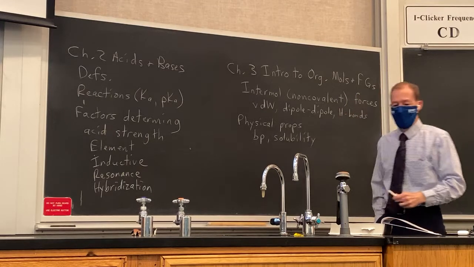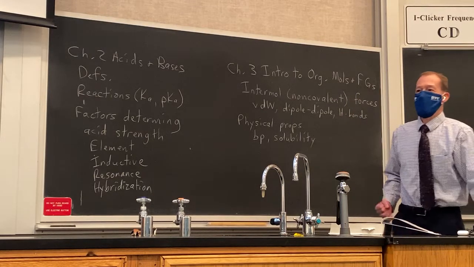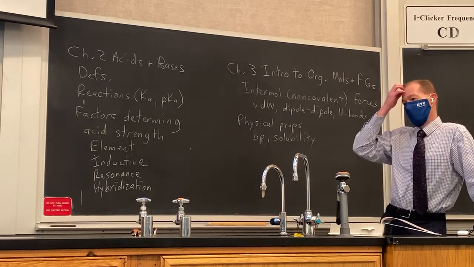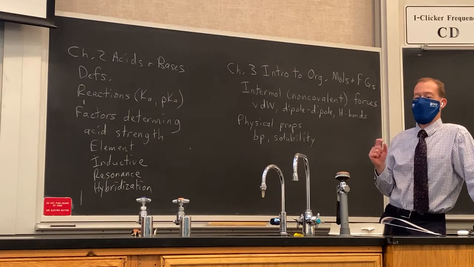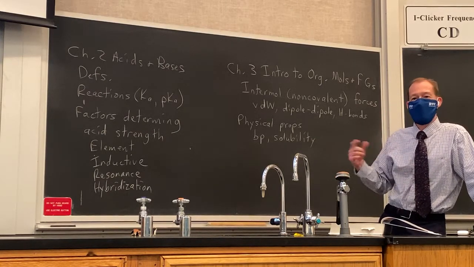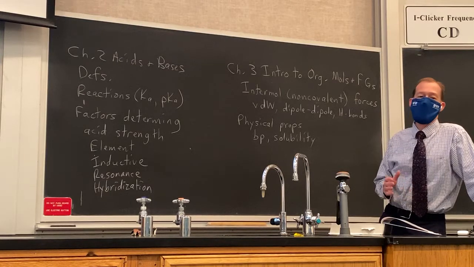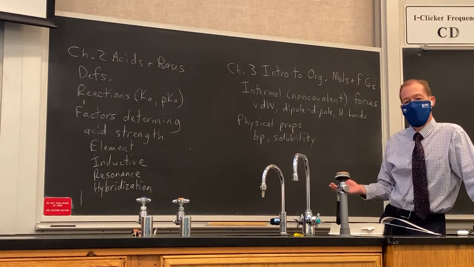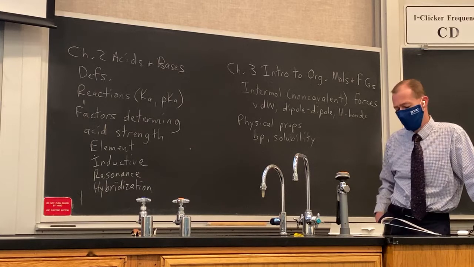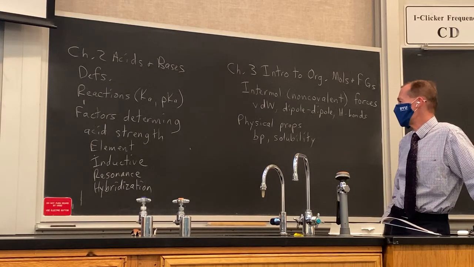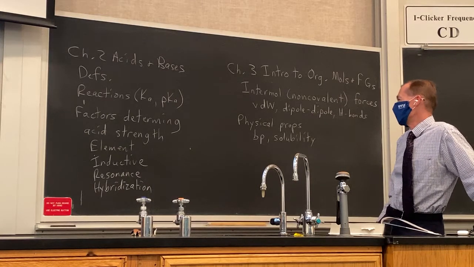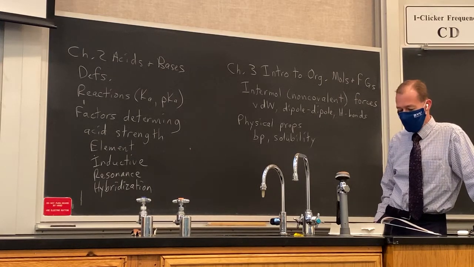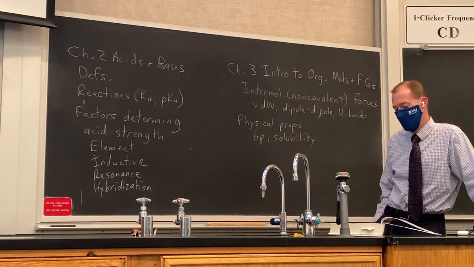Okay. So being able to look at a molecule and predict its solubility properties, being able to look at a selection of molecules and put them in order in terms of increasing boiling points or decreasing boiling points. These are the sorts of skills that you would need to have in relation to these topics in chapter 3.